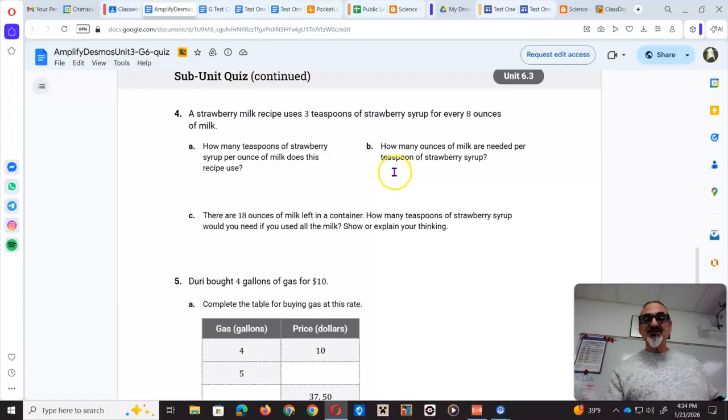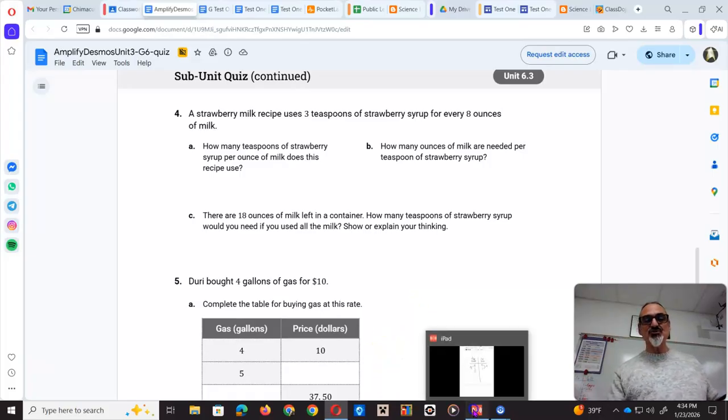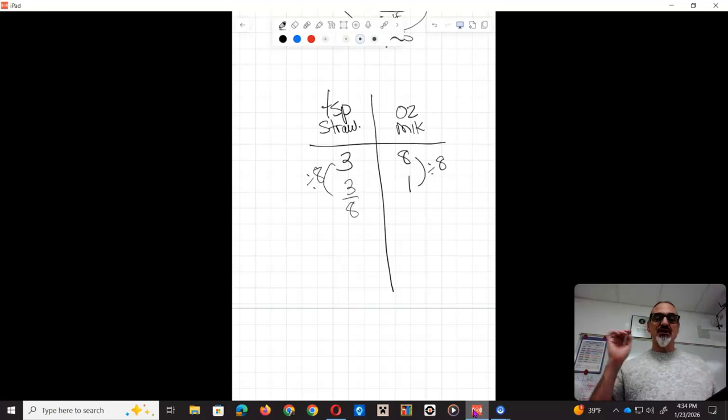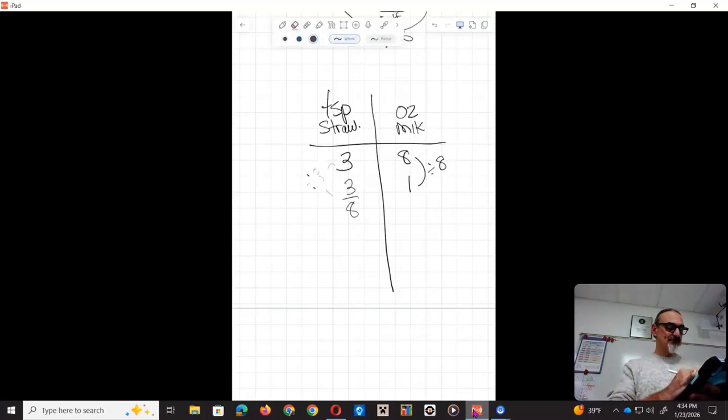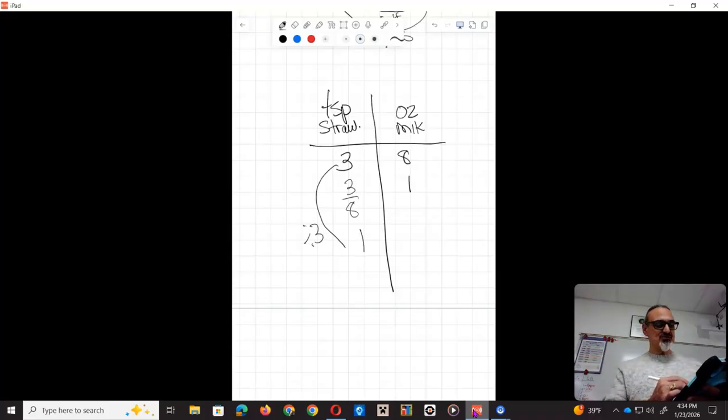Question B, how many ounces of milk are needed per teaspoons of strawberry syrup? And we went over this in class. So we need to remember that per teaspoon means 1. So now let me do some erasing here. Get rid of that. I'm going to get rid of that. Now I need to go back to per 1. So if I want to get 1 teaspoon of strawberry, I have to divide 3 by 3. And if I do that, then I'm dividing 8 by 3.